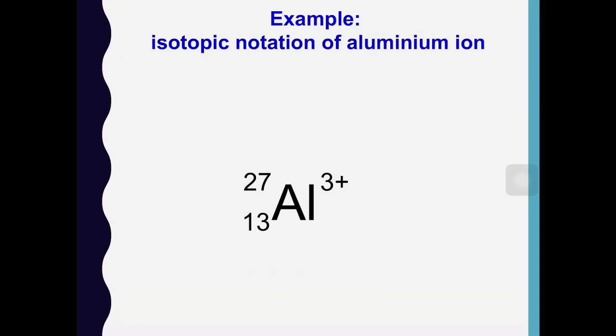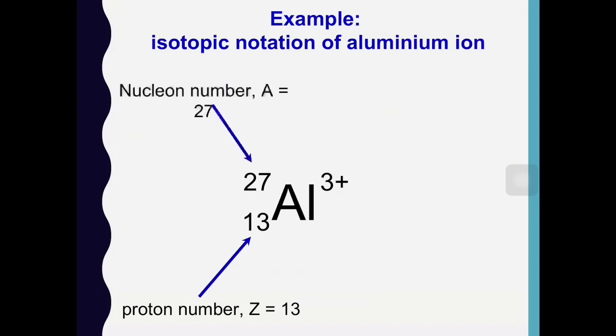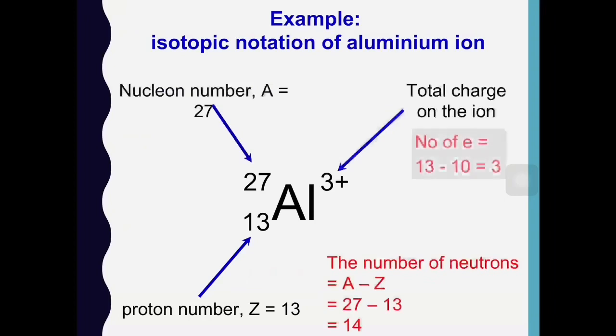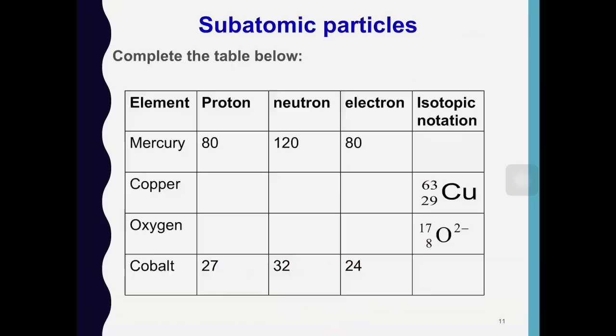This is an example of isotopic notation of aluminium ion. The proton number for aluminium is 13. The nucleon number for aluminium ion is 27. So the number of neutron is 27 minus 13, which is equal to 14. And 3 plus is the total charge of the ion. To find the total charge of the ion, just subtract the number of remaining electrons of the aluminium ion from the proton number. So the answer is 3.